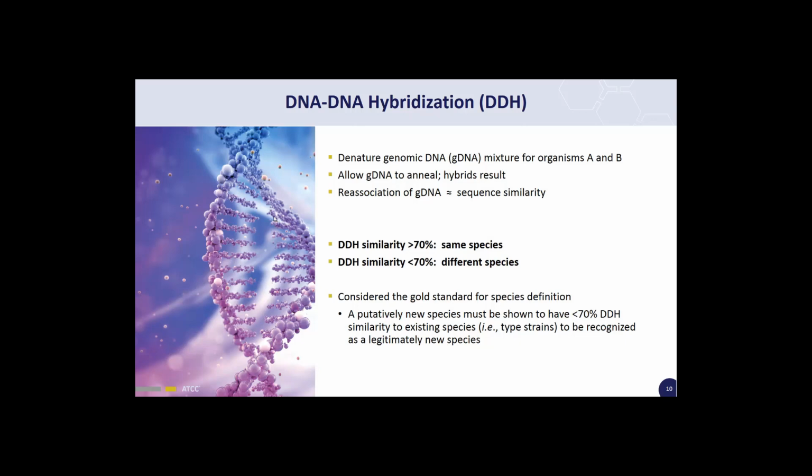DDH is considered the gold standard for species definition. In order to be recognized as a new species, the strain being proposed as a new species must be shown to have less than 70% DDH similarity to the type strains of existing species.